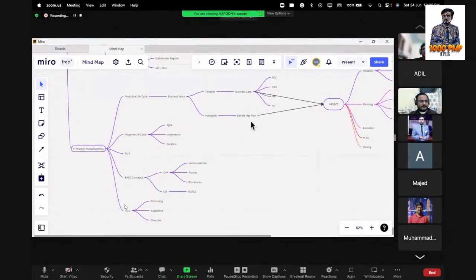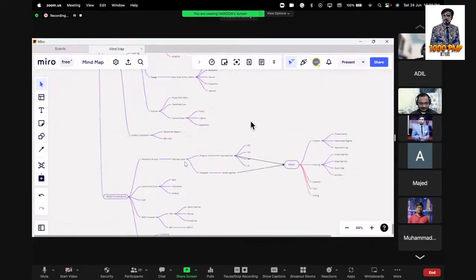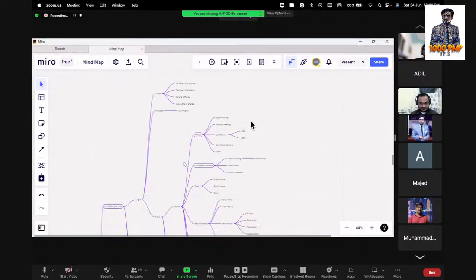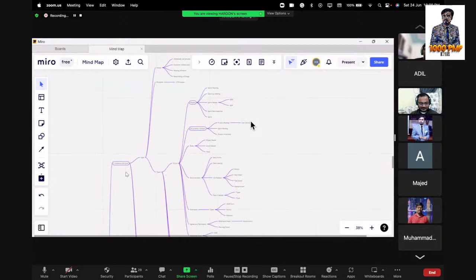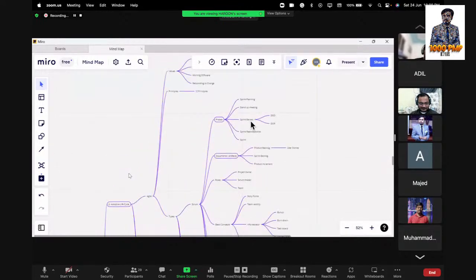And this is the PMO types: controlling, supportive, and directive. So initially we prepare this fundamental, and in future we will improve this. And then after that, the second topic is agile. This is the most important, and we will take it from the adaptive life cycle.